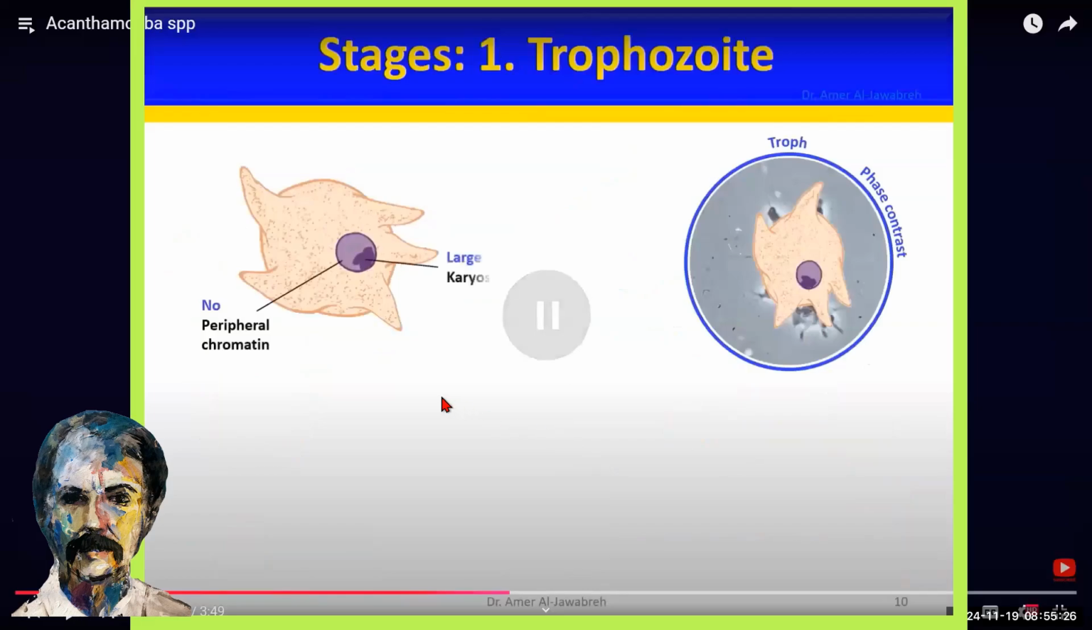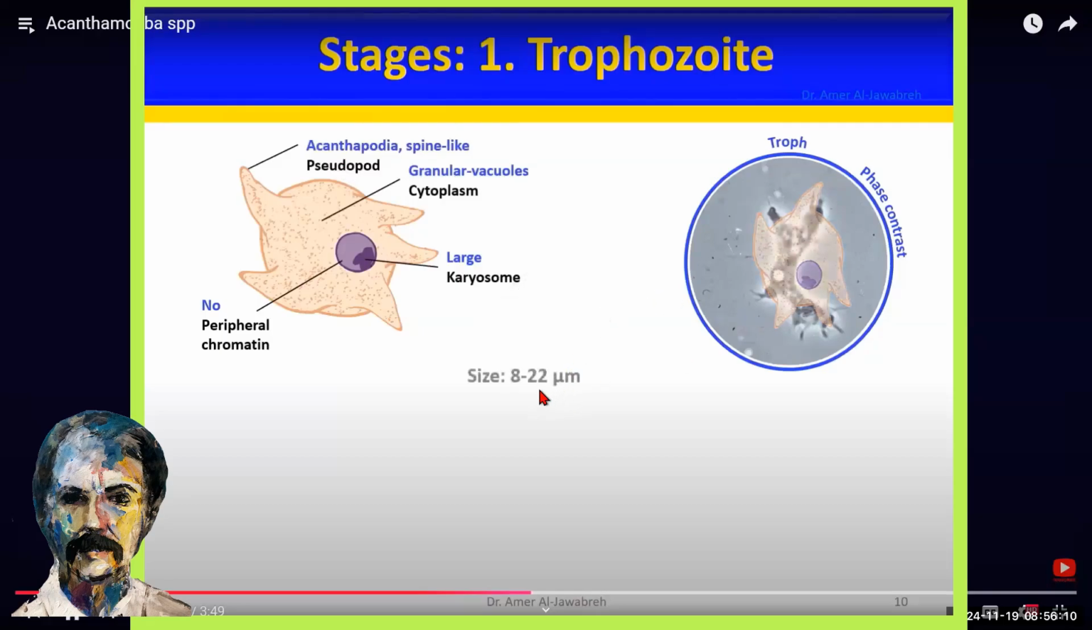This is how it looks. Large karyosome. It looks a little bit eccentric here, although they say sometimes it's eccentric. No peripheral chromatin, as you see here. And you see granular vacuoles in the cytoplasm. And most important, the Acanthamoeba pseudopods look like spines, like needles and spines. That's why they call it acantha. It's a pseudopod that looks like spines.